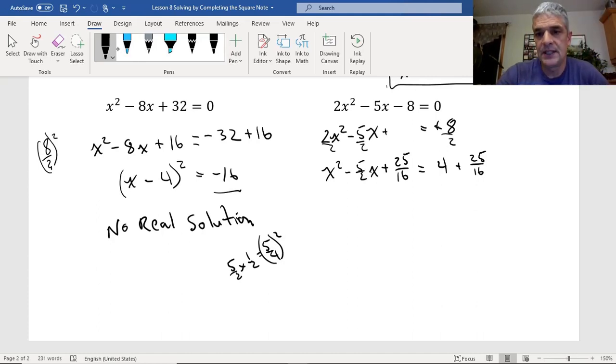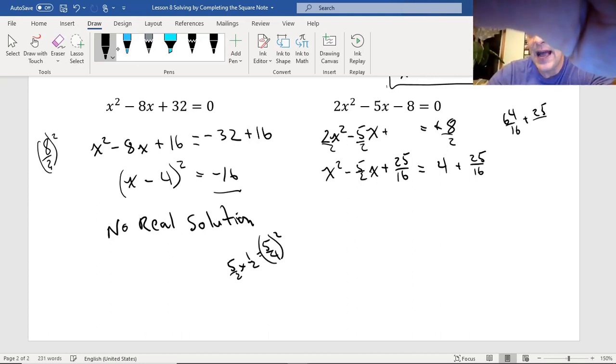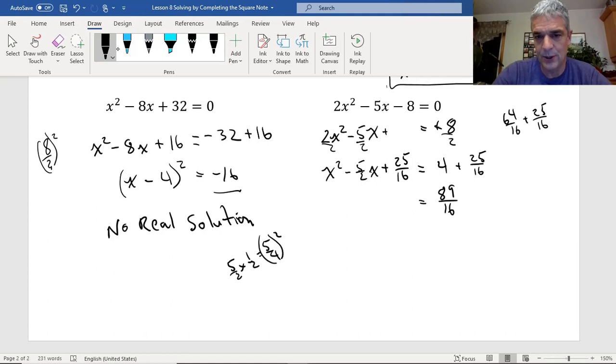So 4 over 16 plus 25 over 16. So we're going to actually add those two off to the side. So 4 times 16 is 64 over 16 plus 25 over 16. And what does that equal? Well, I believe that equals 89, all right? So that gives me 89 over 16, okay? Now, you can see how having your fraction skills down really good and recognizing things correctly matters. Don't make the same mistake I did and forget that 2 had to be divided through first, okay?